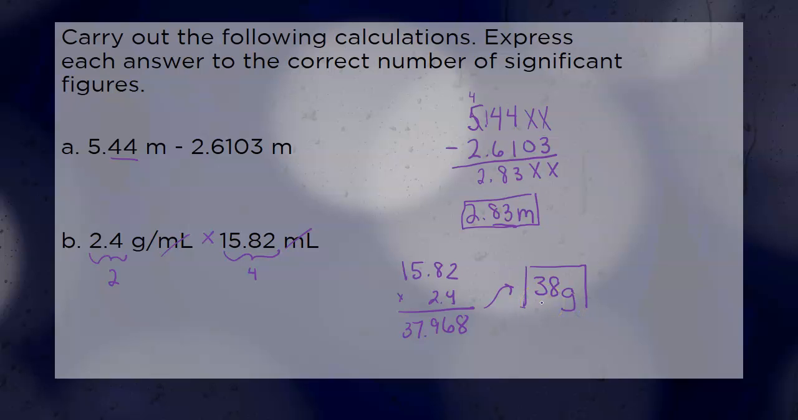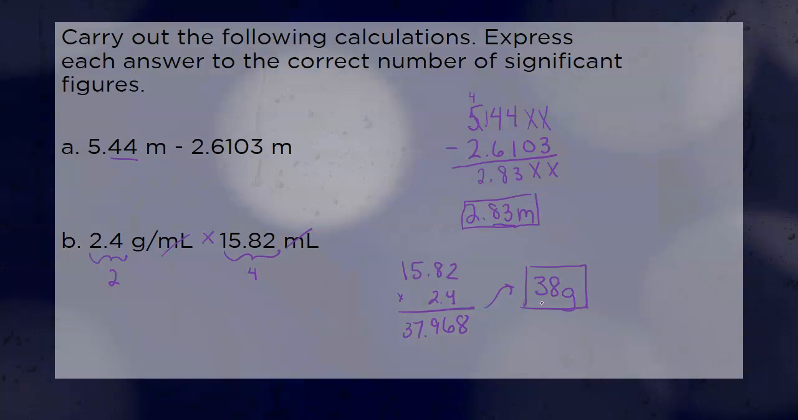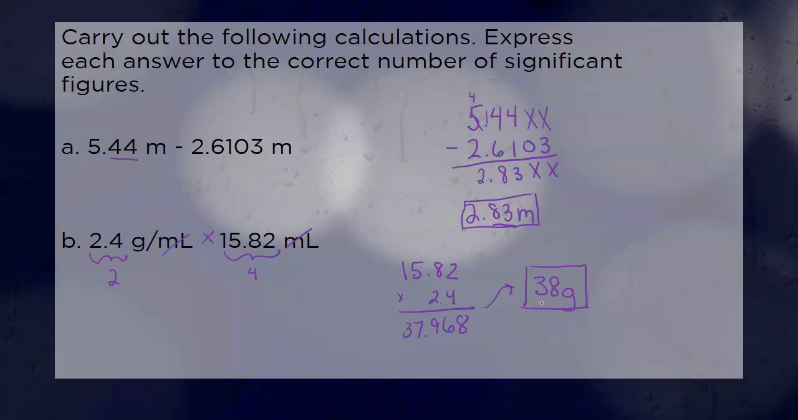Notice in this case I didn't care about the decimal. In multiplication and division, I don't care about the decimal. I just care about the number of sig figs in the total value. And honestly, most of our things in chemistry will involve the bottom part, where we just care about how many sig figs are in the number. Go with your lowest sig figs, and that's what your answer should be.